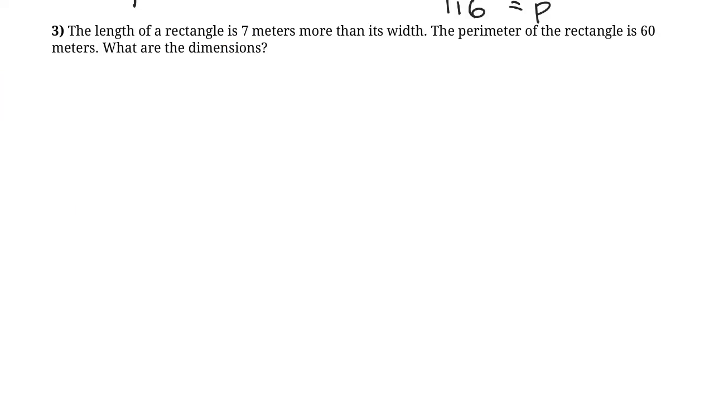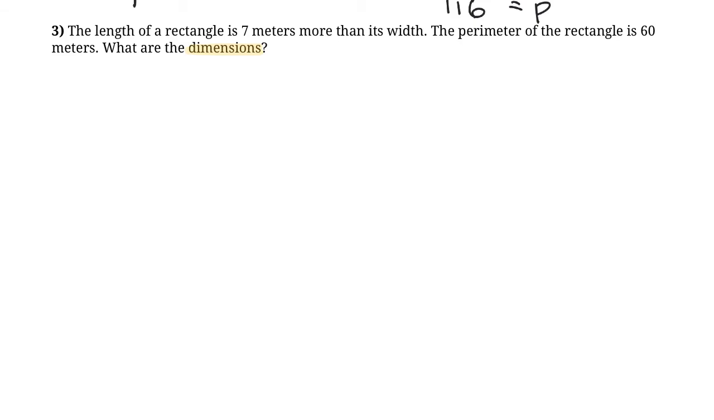In question number 3, the length of a rectangle is 7 meters more than its width. The perimeter of the rectangle is 60 meters. What are the dimensions? So if you haven't heard of the word dimensions before, or you're not sure what that means, dimensions just means they want you to find the side lengths, meaning the length and the width of the shape. So we need to solve for the length and the width for this rectangle.